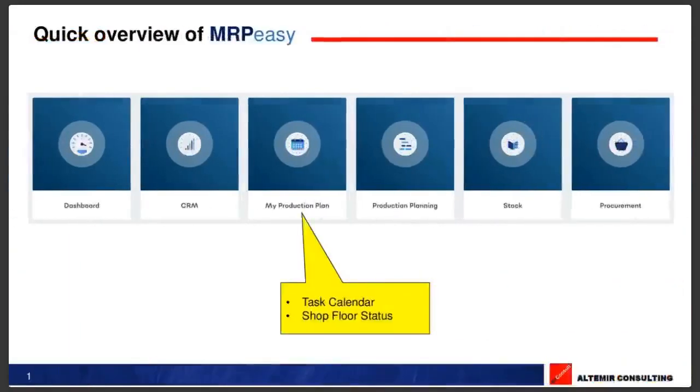There's also a My Production Plan button, and this is basically a module where you can see purchasing, manufacturing, and quality inspection tasks that are scheduled on a calendar for each individual user. It's a personalized calendar for each user. And it allows you to look at manufacturing orders on the shop floor using a calendar view.